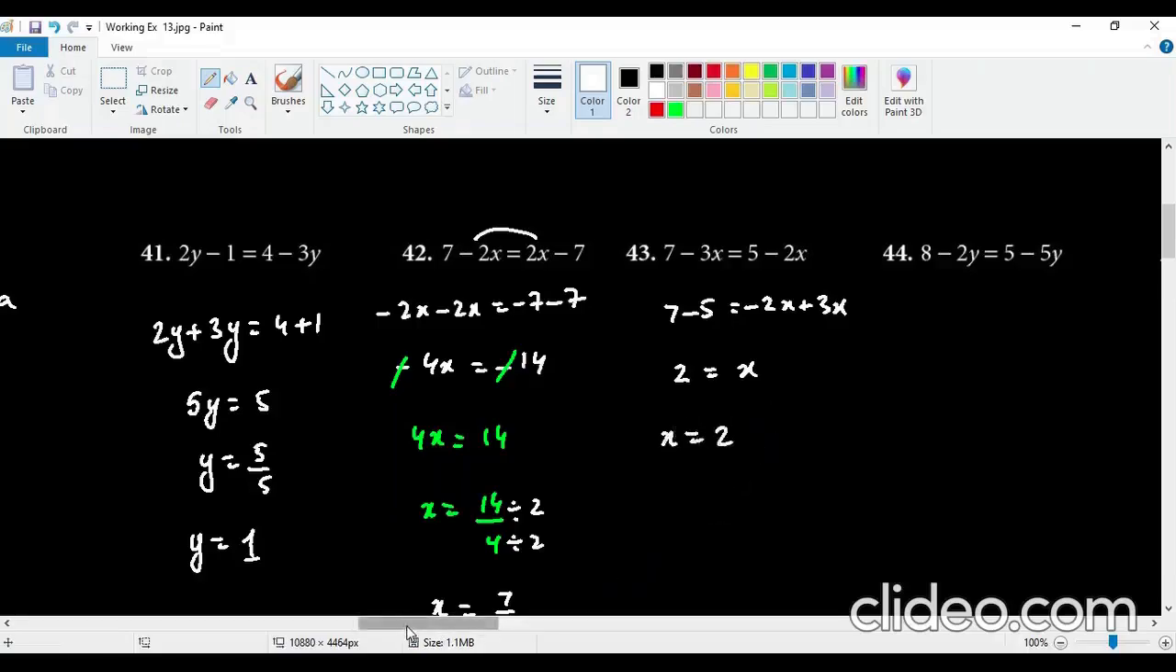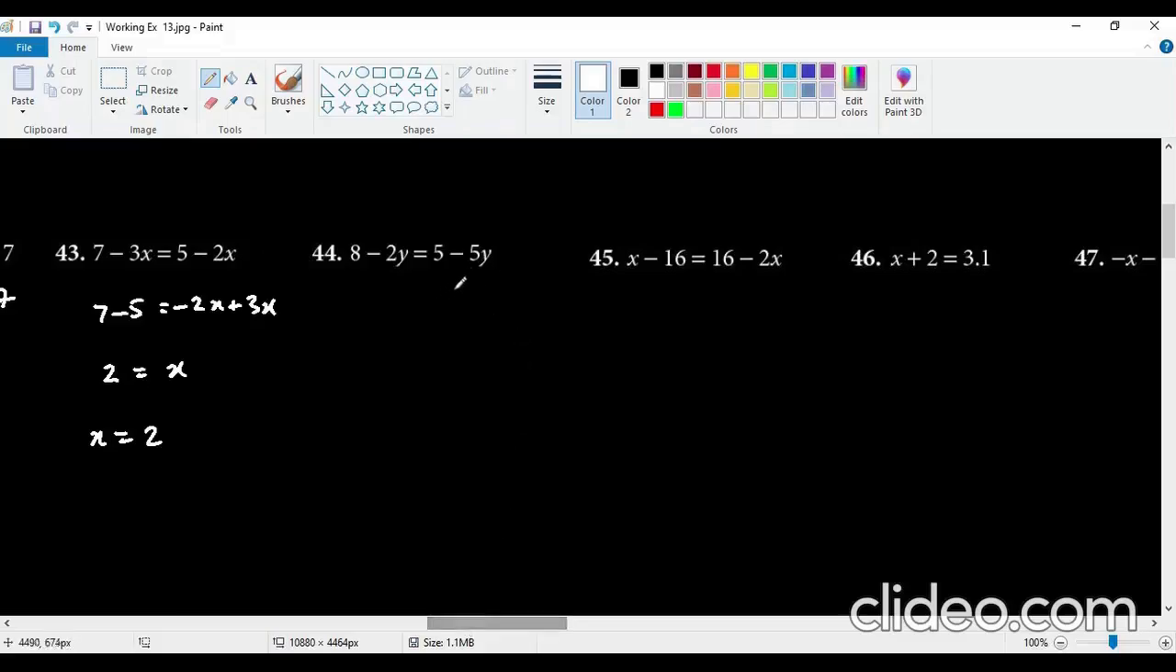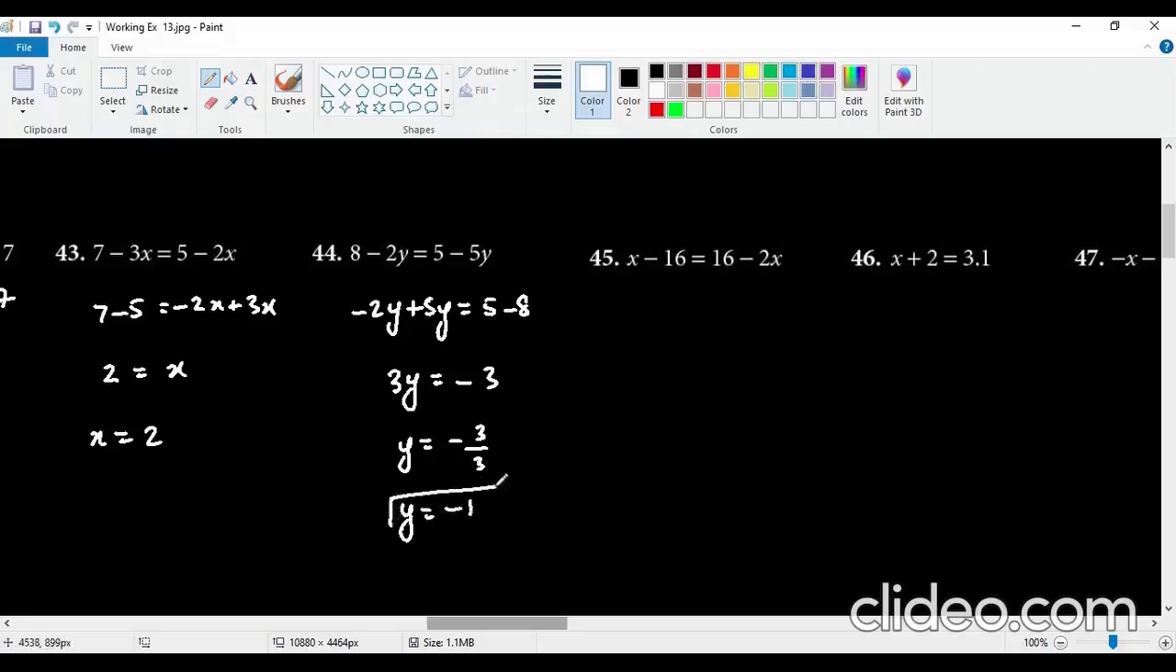When it comes to question number 44, this is going to give us negative 2y, and plus 5y will come from the other side, and here 5 minus 8, because this plus 8 will go to the other side and becomes negative 8, and plus 5y will come from the other side and becomes a plus 5y. So in here we have 3y equals minus 3. That means y equals negative 3 over 3, and final answer for this question is going to give us a negative 1.